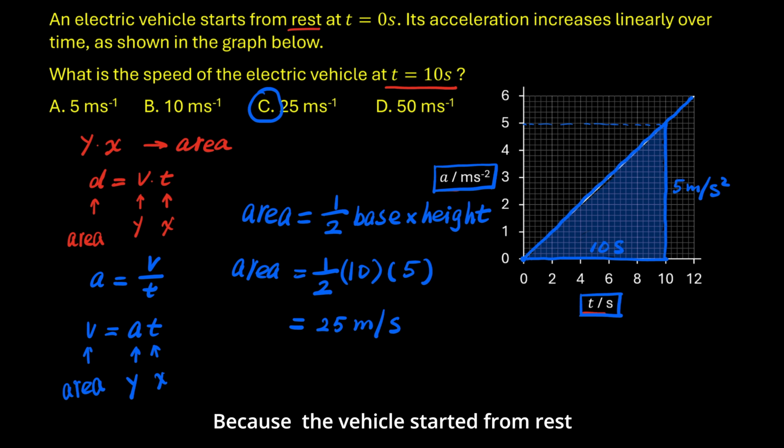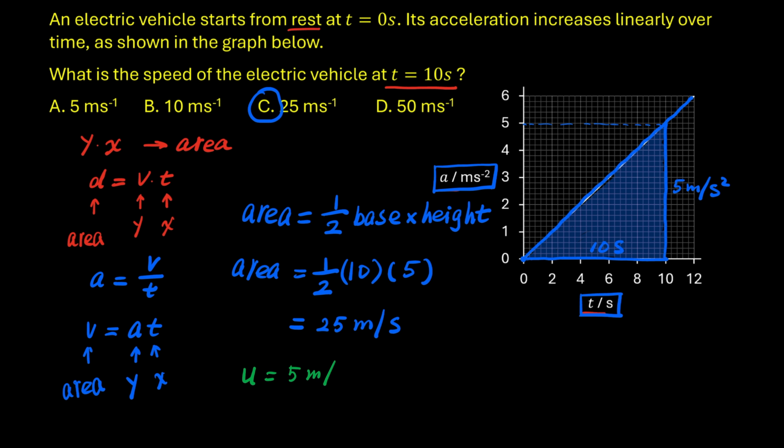Because the vehicle started from rest, meaning its initial velocity was 0, this area is exactly its final speed at 10 seconds. If the initial velocity given was not 0, let's say it was 5 meters per second, then you just add this 25 meters on top of this 5 meters per second, which gives you 30 meters per second.